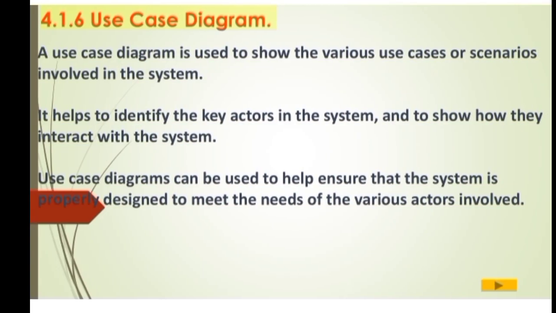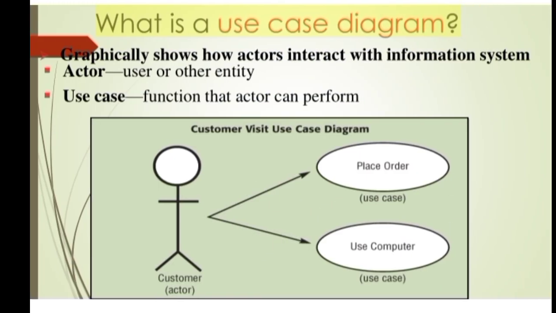4.1.6 Use Case Diagram. A use case diagram is used to show the various use cases or scenarios involved in the system. It helps to identify the key actors in the system, and to show how they interact with the system. Use case diagrams can be used to help ensure that the system is properly designed to meet the needs of the various actors involved. What is a use case diagram? It graphically shows how actors interact with an information system. An actor is a user or other entity. A use case is a function that an actor can perform.